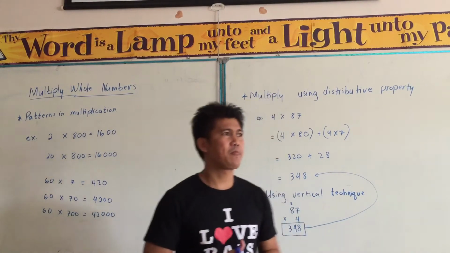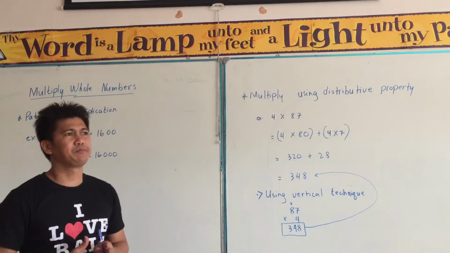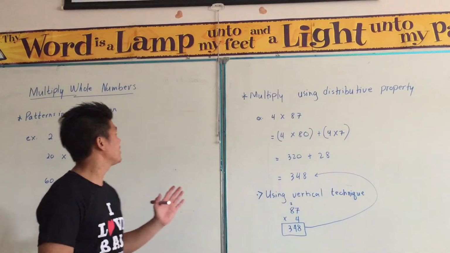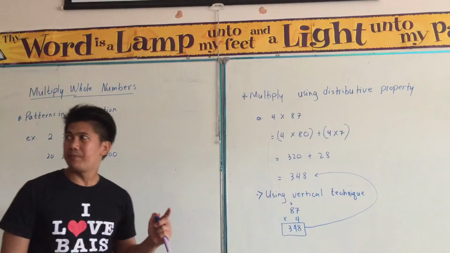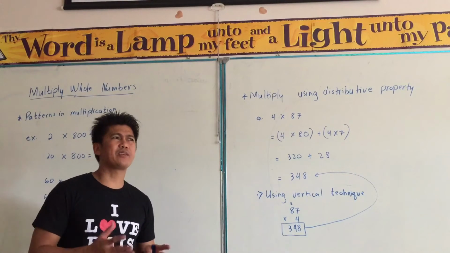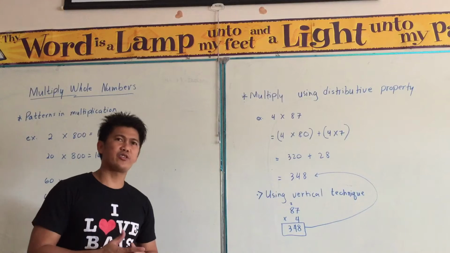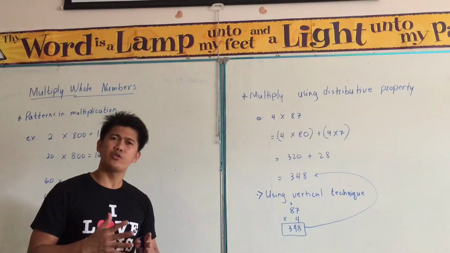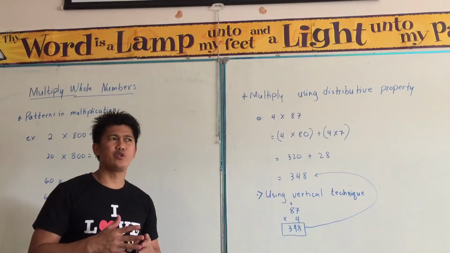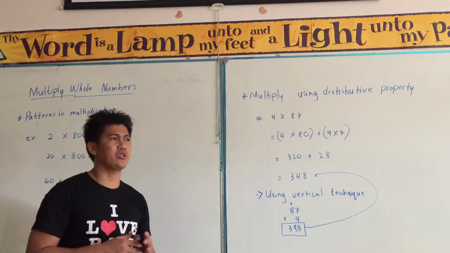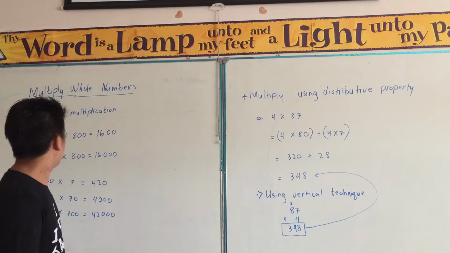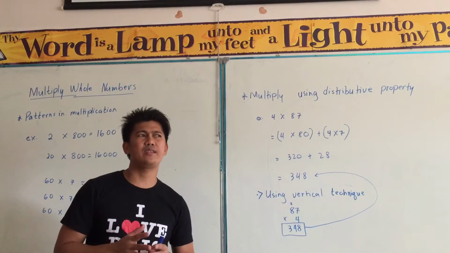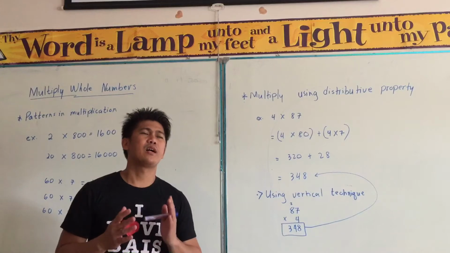So let's start. Okay, before doing multiplication, I want you to know these things. In multiplication there are patterns that you need to know and understand, and if you can memorize this, if you get used to this, it will be very easy for you to multiply these kinds of numbers. So for example, if the numbers are ending with zeros, it's very easy.